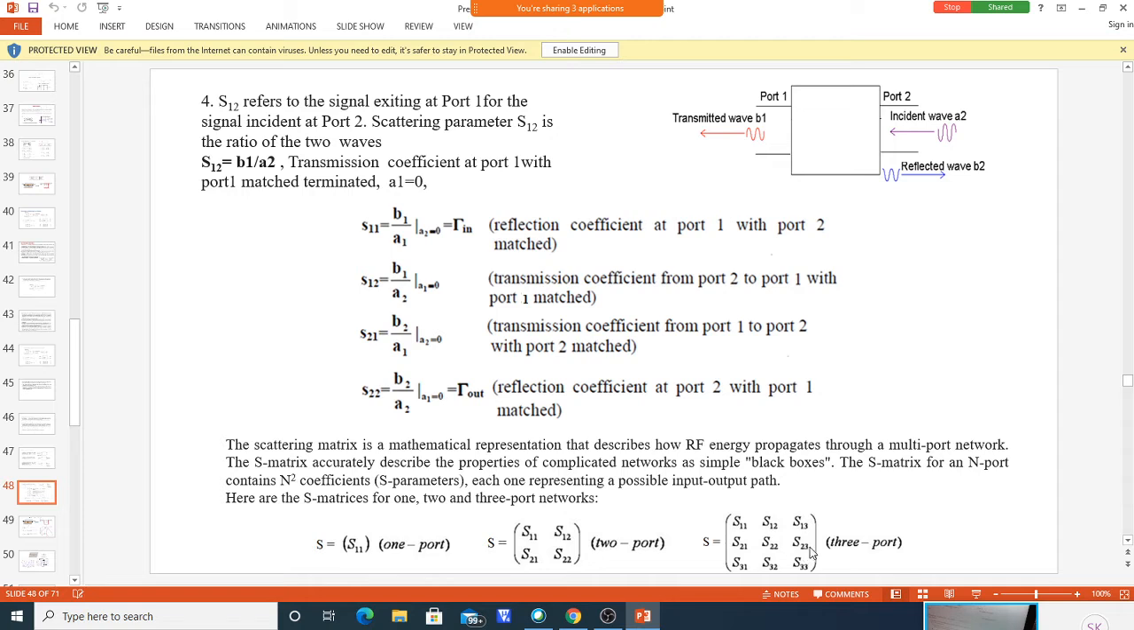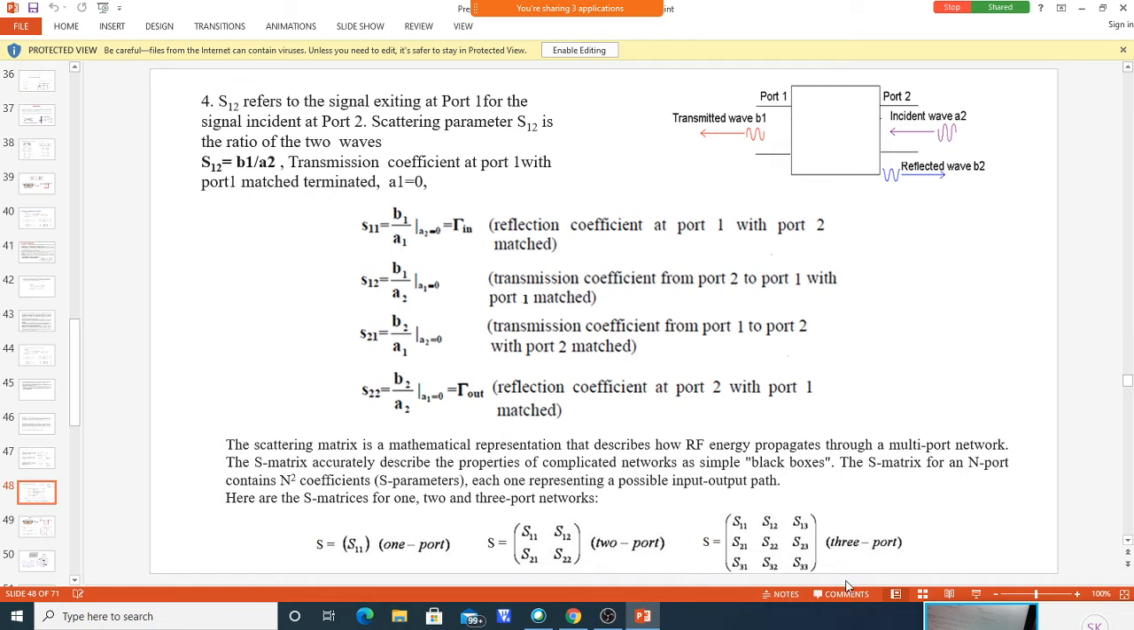See, the second subscript is the incident port and it should be in the denominator. And the first subscript is for the outgoing port, and that should be in the numerator. So here A3 is in the denominator, B2 is in the numerator. So S23 means B2 divided by A3. Similarly, S32 means B3 divided by A2. So like that you can write for any parameter of this S matrix.